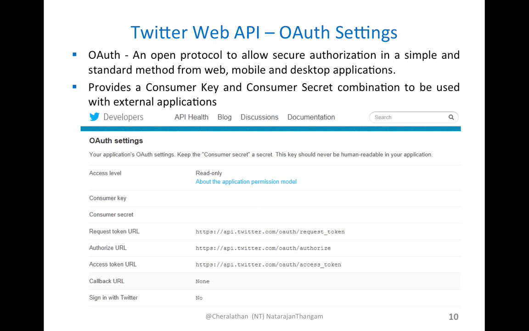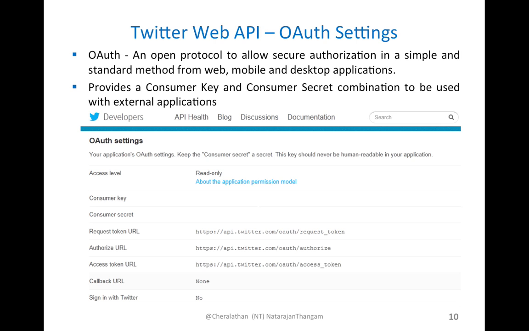So here, this is the key combination. I've grayed out the key and secret, but you will have a key and secret, and then the URL. The Twitter Web API uses OAuth authentication. This is an open protocol which allows secure authorization from a client to this API. It's now used across various web, mobile, and desktop applications.